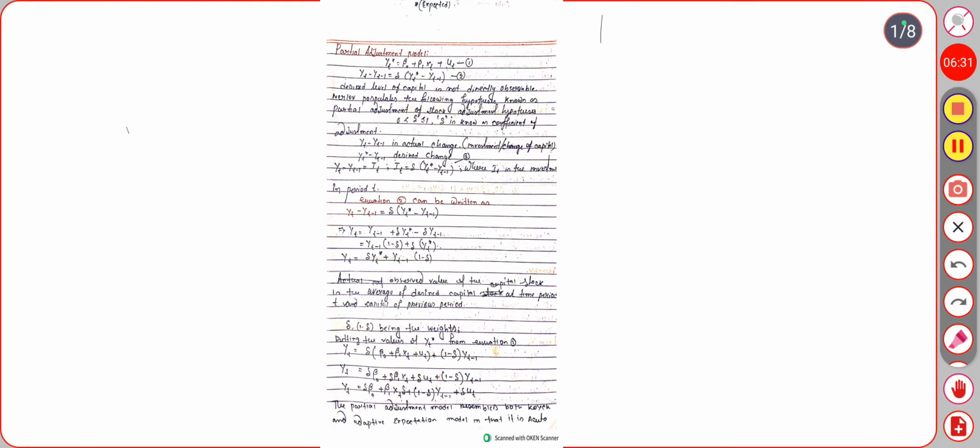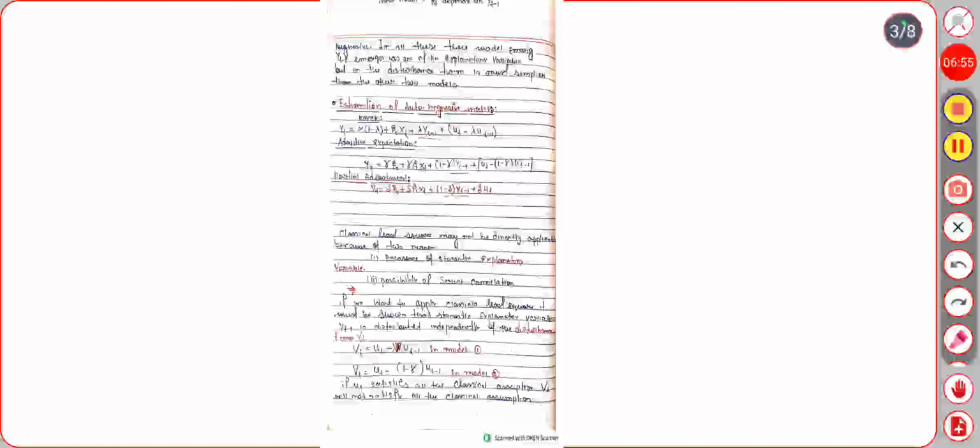This partial adjustment, adaptive expectation, and Koyck model are also called autoregressive models. Auto means that the term yt depends upon yt minus 1. That means current period consumption depends upon previous period consumption, or the current period depends upon the previous period. That is why it is called auto. For the estimation of the autoregressive model, first the Koyck model is considered, then adaptive expectation, and after that the two models are combined to get the partial adjustment model.